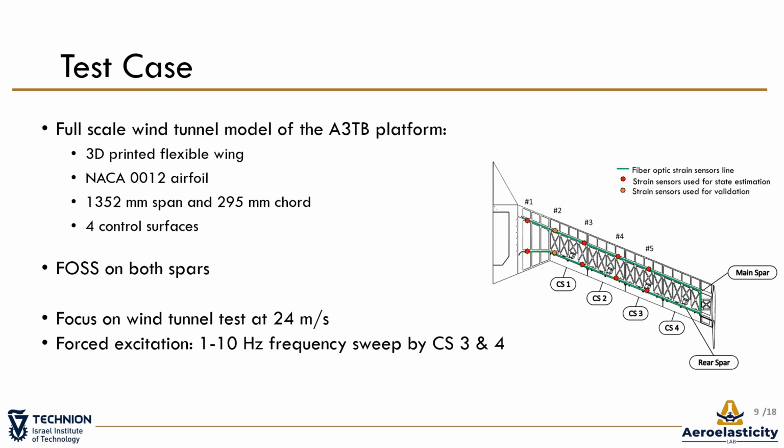The A3TB model is 3D printed from nylon 12 material, has a NACA 0012 airfoil, 295 mm chord, and 1352 mm span. It has 4 trailing edge flaps, which were used in the wind tunnel for excitations. Strain at more than 300 points on the spars were measured with a single fiber optic, and the reference wing shape was measured with a motion recovery system.